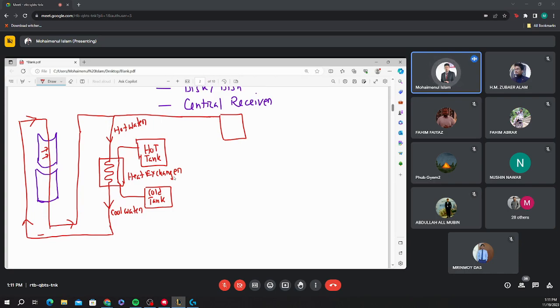So we need a turbine. Suppose the turbine should be of two types. One is low pressure turbine, another is high pressure turbine. So another, we need a superheater also.